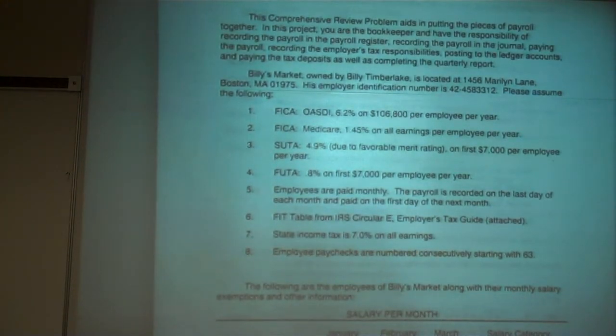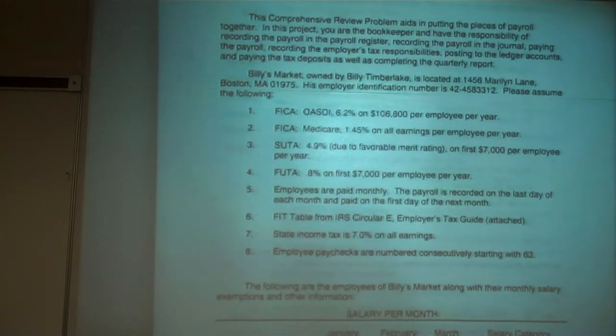This comprehensive review problem aids in putting the pieces of payroll together. In this project, you are the bookkeeper and have the responsibility of recording the payroll in the payroll register, recording the payroll in the journal, paying the payroll, recording the employer's tax responsibilities, posting to the ledger accounts, and paying the tax deposits, as well as completing the quarterly report, and we just did one.